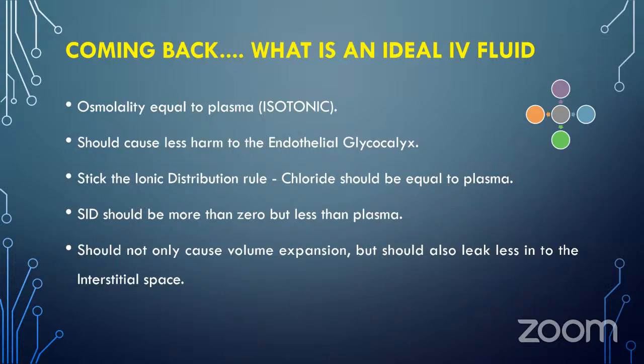I would look into whether the osmolality is equal to plasma, whether the strong ion difference is more physiological, whether it causes less damage to the endothelial glycocalyx, and whether the fluid expansion is adequate but at the same time leaks less into the interstitial space. So this is about selecting an ideal IV fluid.